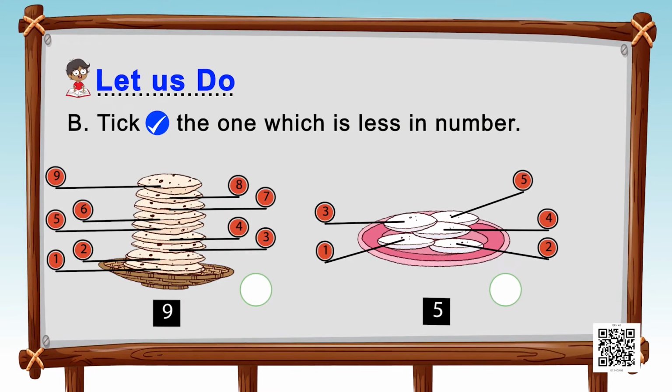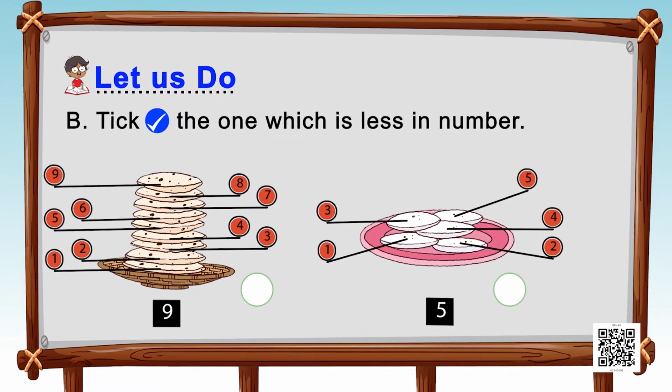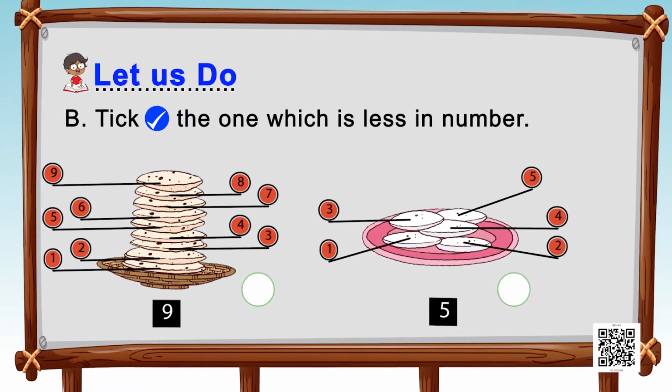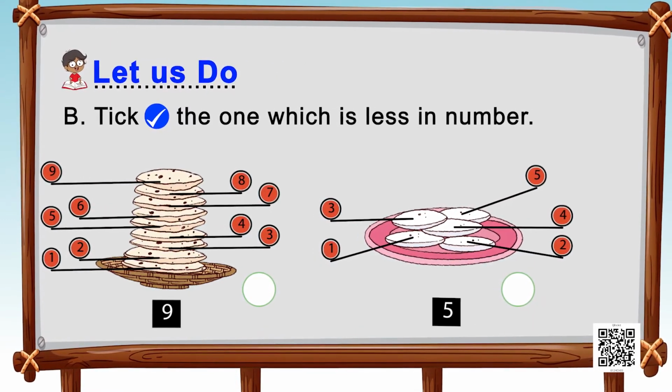But here we have to put a tick on the one which is less in number. So which of the two is less in number? Is it 9 or 5? Yes, you are right. It is 5. So we put a tick on idlis.